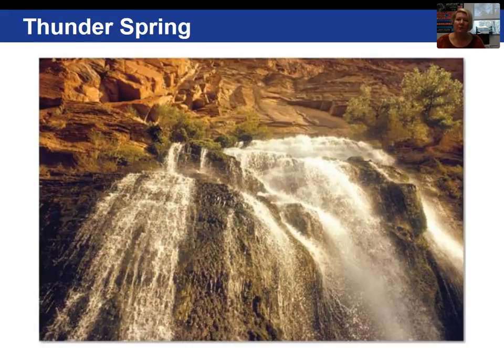This is Thunder Spring, and it emerges from a limestone in the north rim of the Grand Canyon. And it emerges along a joint system that is located very deep and a cave system as well.